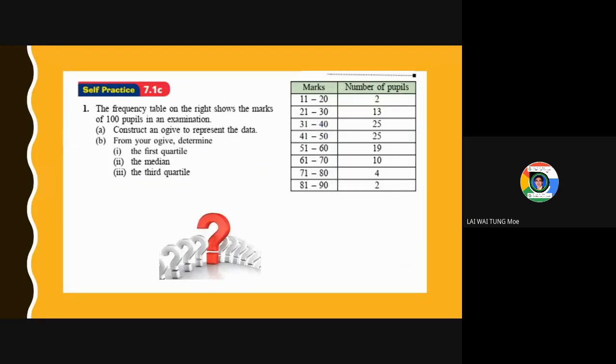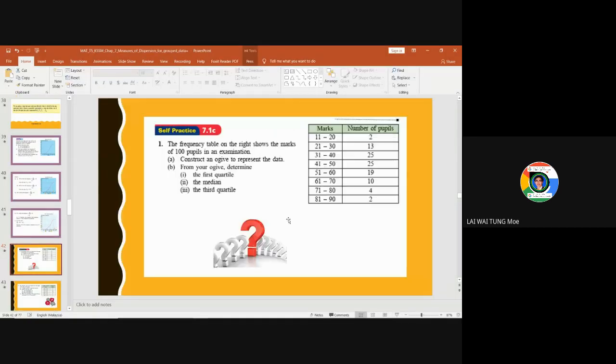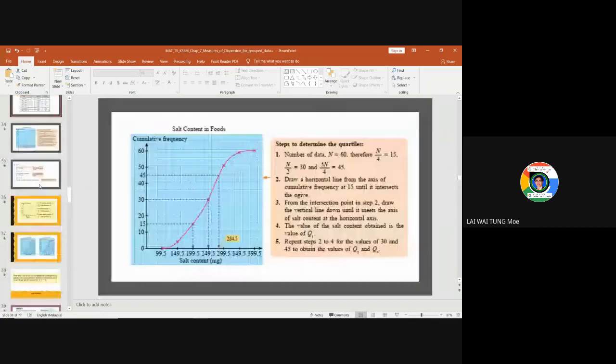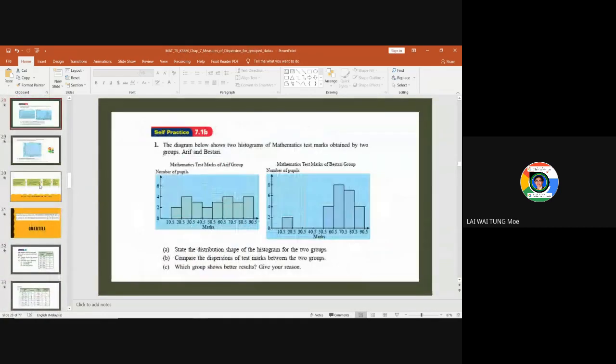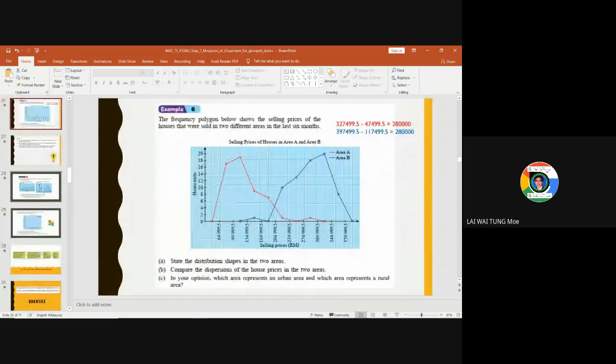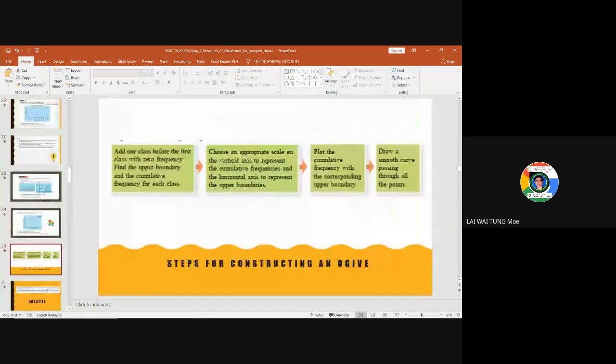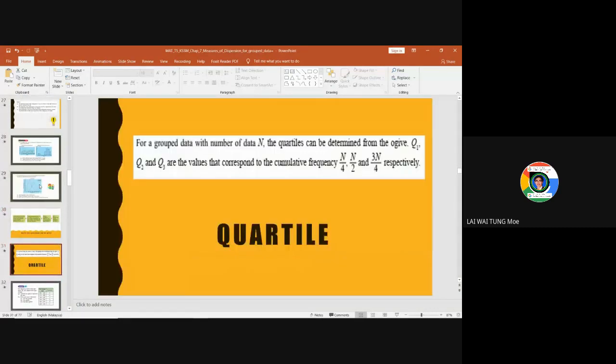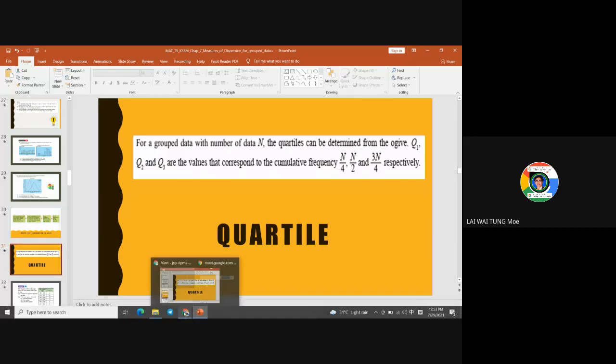Okay, so I think I finished my lesson until here. I just wanted to cover these 3 things. So if there is any question you want to ask about today's lesson, how to construct the OGIF, how to find the quartile and percentile, and also how to analyze the distribution for a histogram or a frequency polygon.